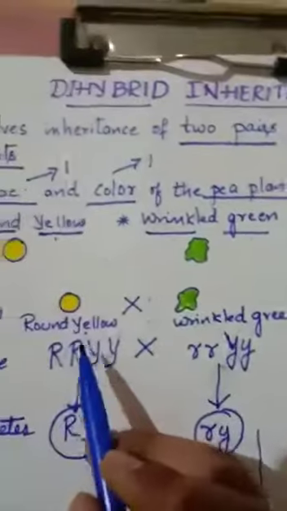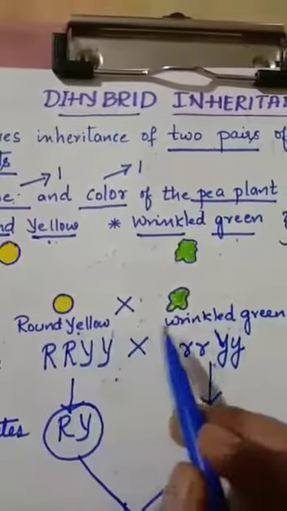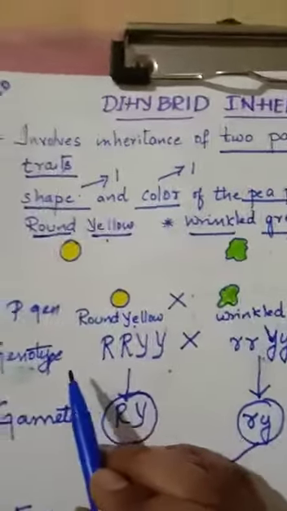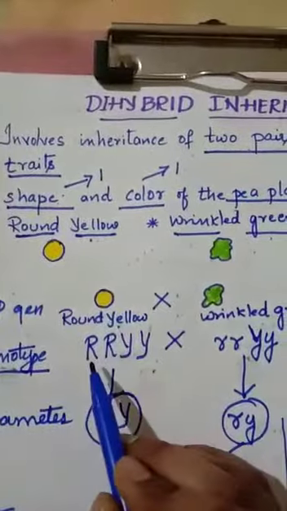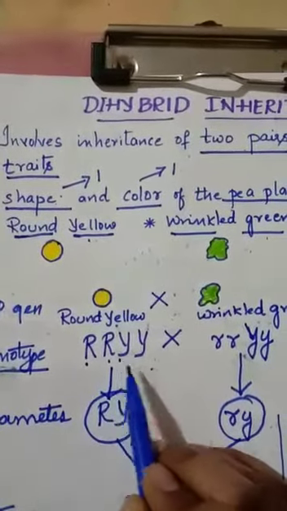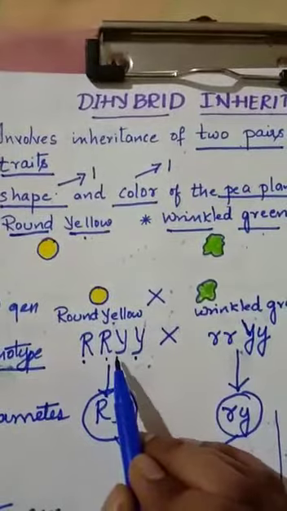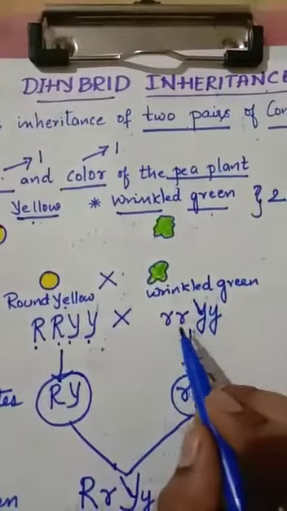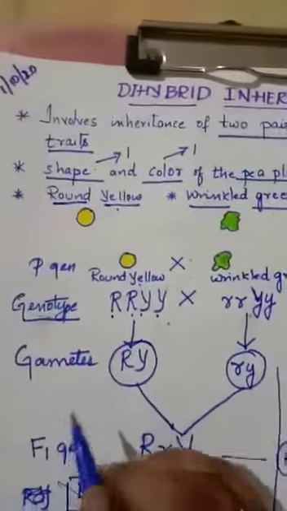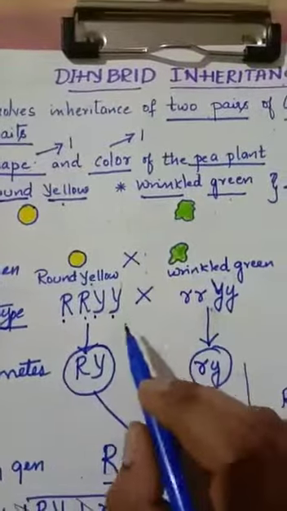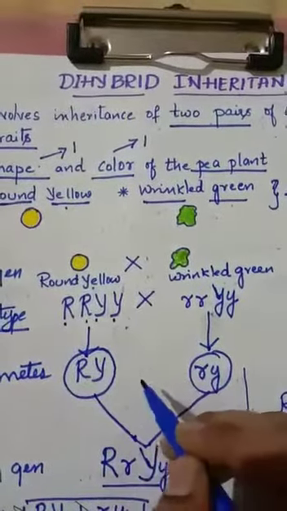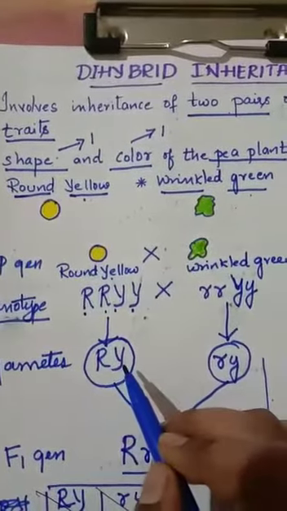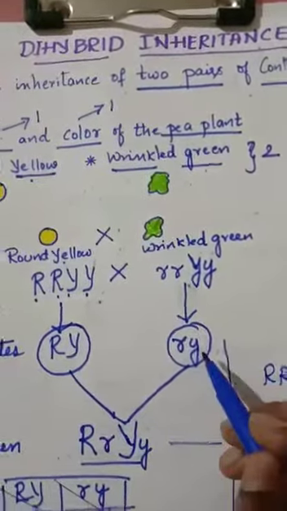Okay, so here you can notice round yellow is crossed with wrinkled green seeds. So what is the genotype of round yellow? That is capital R, capital R, capital Y, capital Y. So what about wrinkled green? What is the genotype? Small r, small r, small y, small y. Okay, so what are the gametes that we are going to get out of this? The gametes are capital R and capital Y. From wrinkled green it is small r and small y.